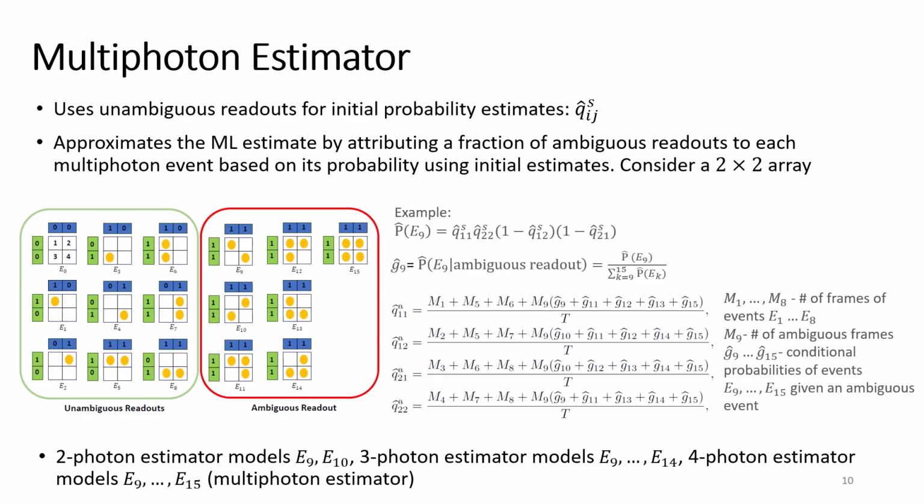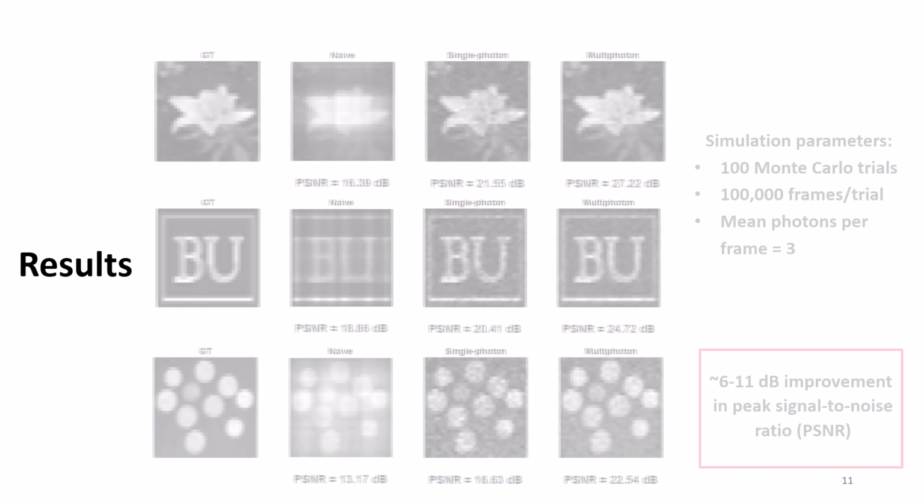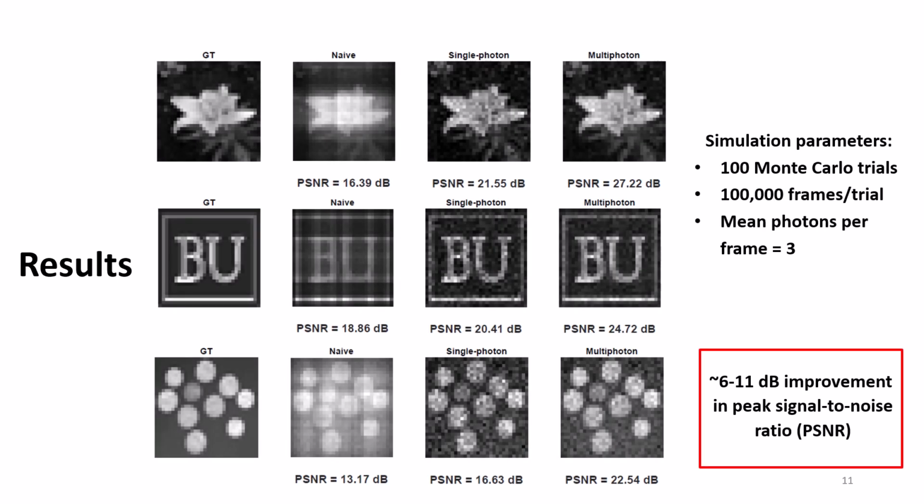A 2-photon estimator has terms for events E9 and E10. A 3-photon estimator has terms for events E9 through E14, while a 4-photon estimator has terms for all events E9 through E15. And since this is the general case, we refer to this 4-photon estimator as the multiphoton estimator. Here are reconstruction results for 32 by 32 arbitrary ground truth images with 100 Monte Carlo trials, 100,000 frames per trial and at a constant flux of 3 photons per frame. We see that the multiphoton estimator achieves a significant improvement in the peak signal-to-noise ratio of reconstruction over the traditional methods.